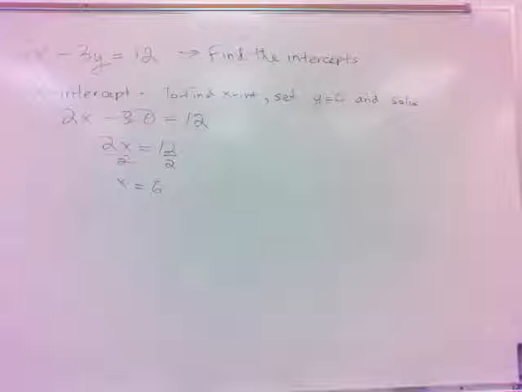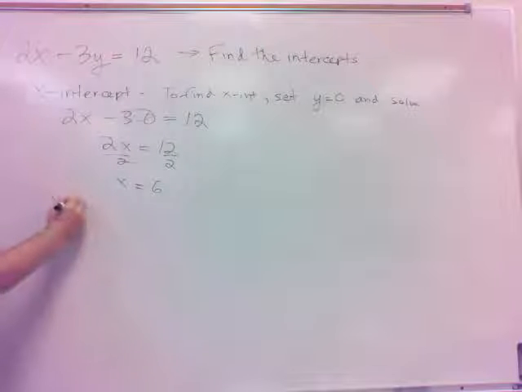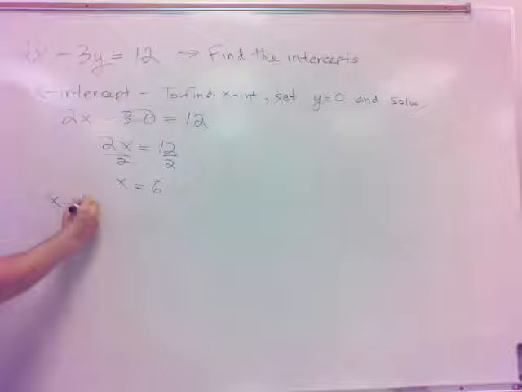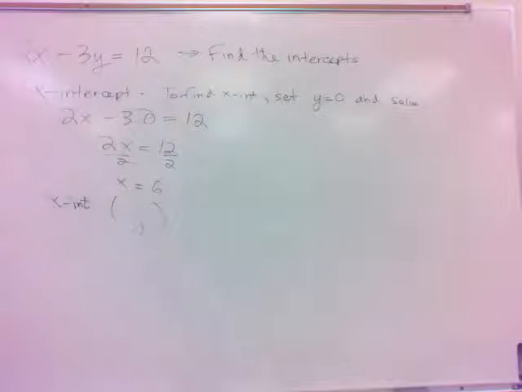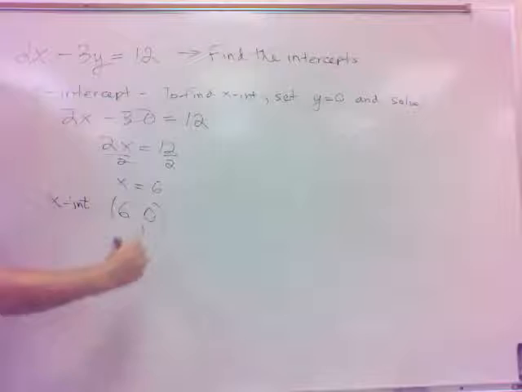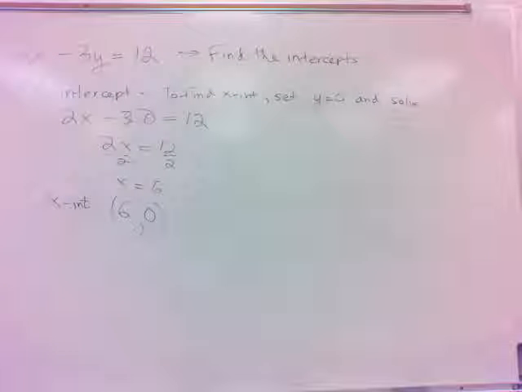The x-intercept here, like I said, you want an x comma y. It's a point, the x-intercept is. So I want an x comma y. What is it? I found x to be 6, and we always know for the x-intercept the y is 0. So there's our x-intercept.